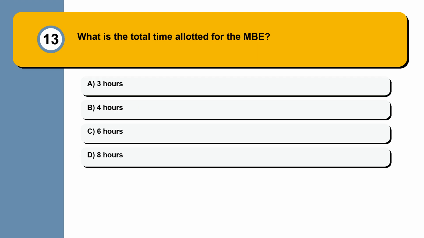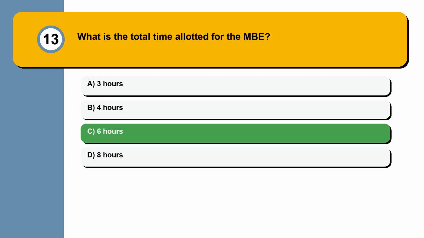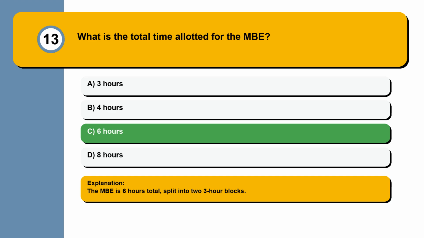Question 13. What is the total time allotted for the MBE? 3 hours, 4 hours, 6 hours, 8 hours. The MBE is 6 hours total, split into two 3-hour blocks.